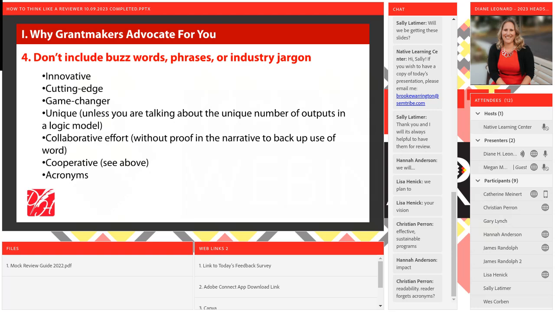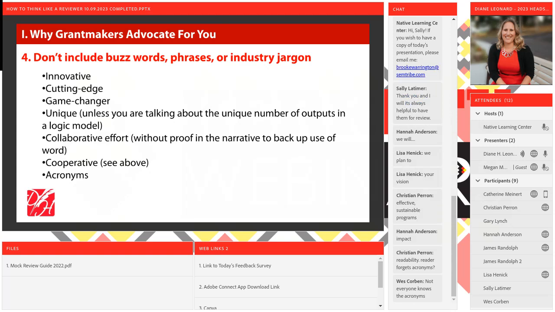Readability. The reader could forget acronyms. Absolutely, gold star. I once, in a review process, had two applications use the same acronym that meant different things. And I thought, is that possible? How could that be? So as a reviewer, it's like, oh, that was confusing. I had to keep flipping back and forth to where the acronym had been defined. Absolutely, I see in the chat box, not everyone knows the acronyms.